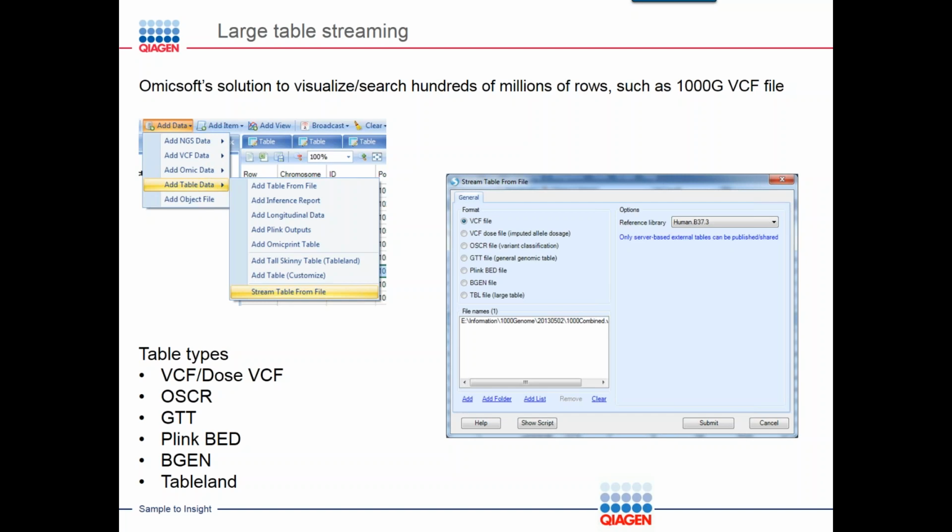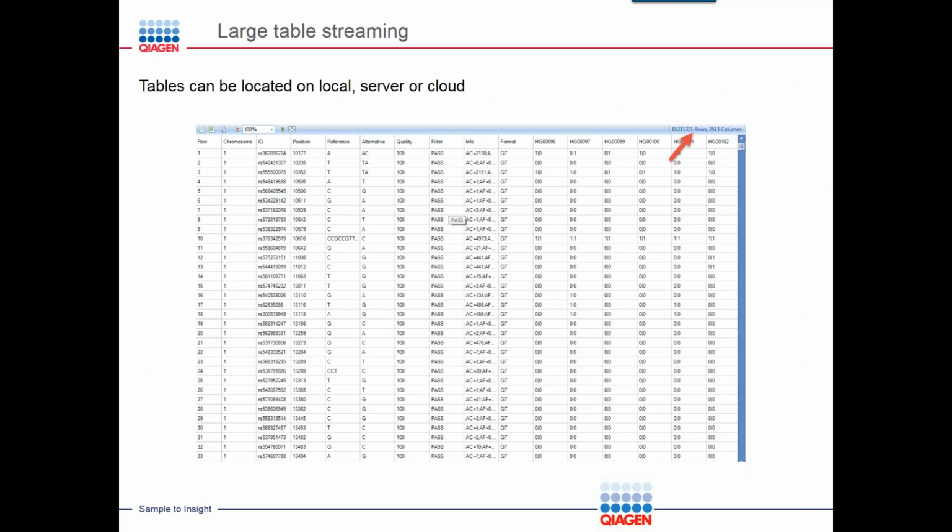Basically, Omicsoft provides a new technology to visualize and search hundreds of millions of rows, such as 1000G VCF file. But this is not just VCF file. It's also the annotation results from the VCF file, what we call OSCR. It can actually also be used to visualize a big table, which is located on the server as well.